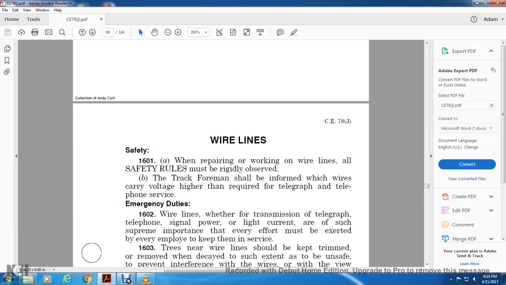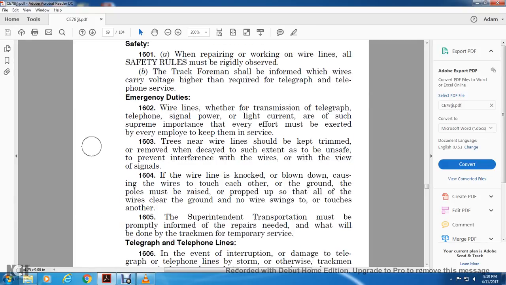Wire lines. When repairing and working on wire lines, all safety rules must be rigidly observed. The track foreman shall be informed of wires carrying voltage higher than required for telegraph or telephone service. Wire lines, whether transmission, telegraph, telephone, signal power, or light current, are of supreme importance, and every effort must be exerted to keep them in service. Trees near wire lines should be kept trimmed.